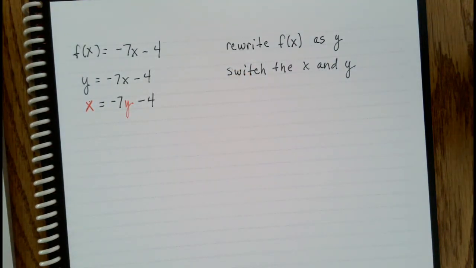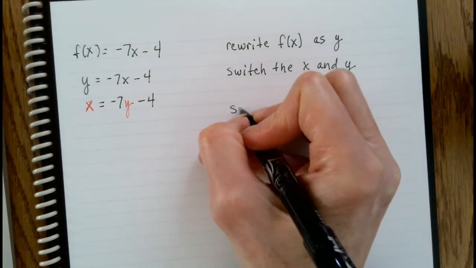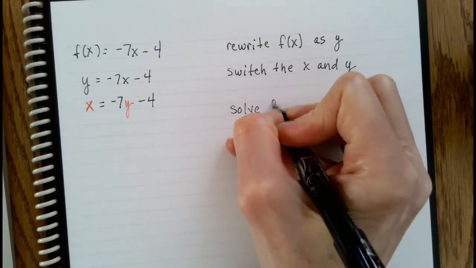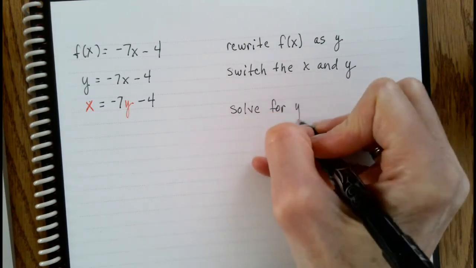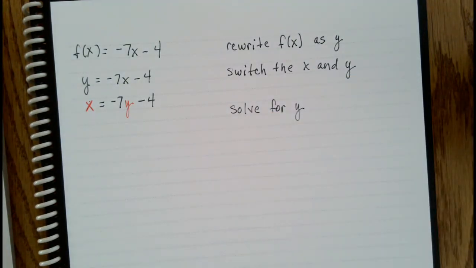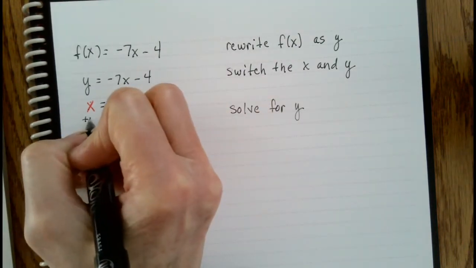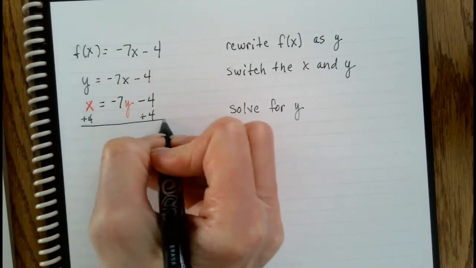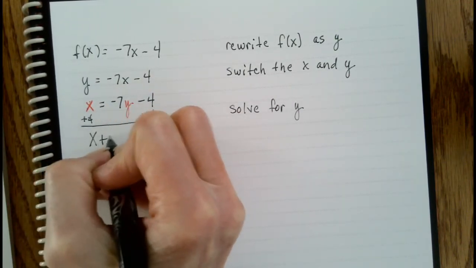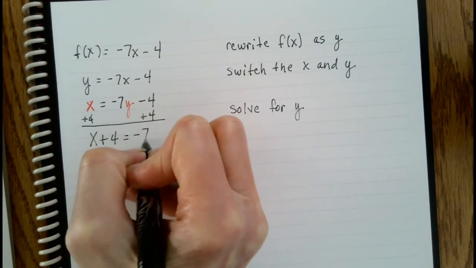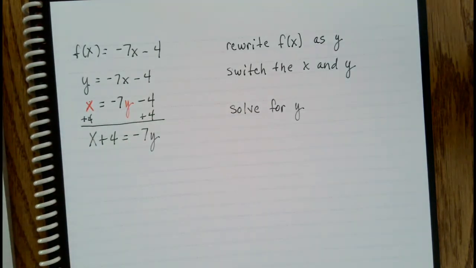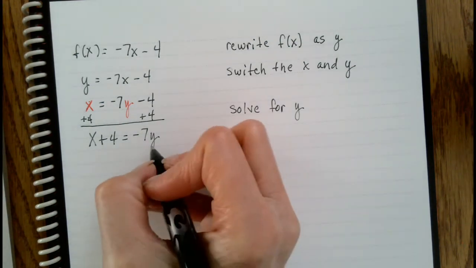So now we switched, and then the last step is going to be to solve for y. So there are the steps that might be helpful for you to write down, but we're going to solve for y. So we're going to add 4 to both sides. We get x plus 4 equals negative 7y. And then we're going to solve for y.